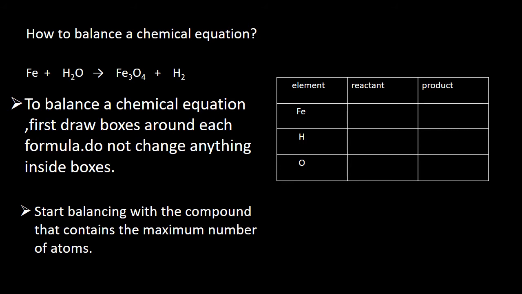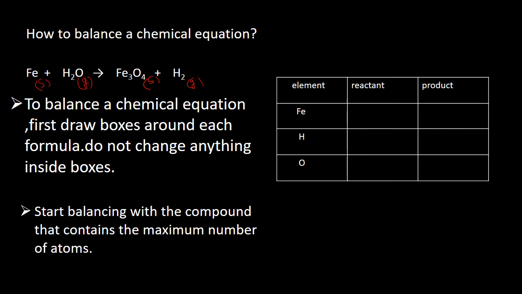This iron, Fe, is a solid metal, so we will mention the S symbol here. And water is a gas, steam, so the G symbol. And Fe3O4 is a solid and H2 is a gas. These are the symbols we have to mention.